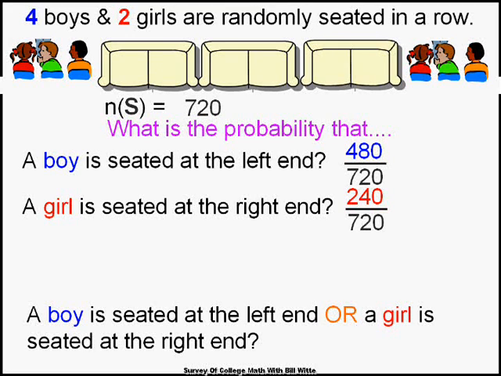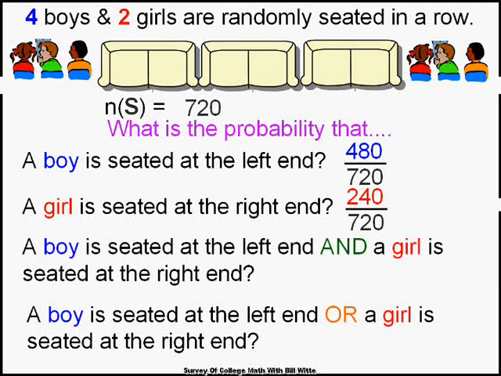Now I've got both of those, and then I get the intersection of the 2 events, both events happening at the same time: a boy seated at the left end and a girl seated at the right end. Well, that gives me a choice of 4 boys at the left and 2 girls at the right. That only leaves me 4 more people in the middle. So I have the 4 on the left, the 2 on the right, and then I fill in 4, 3, 2, 1 in the middle. If you multiply that out, it comes out to 192 over 720, my sample space.